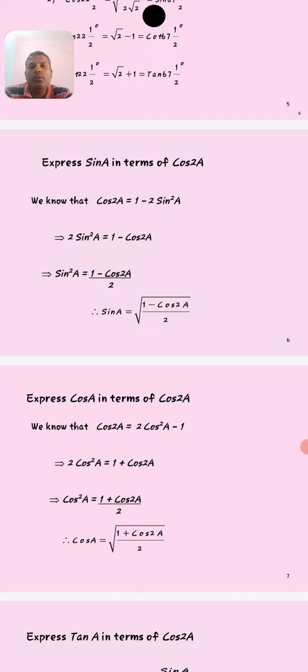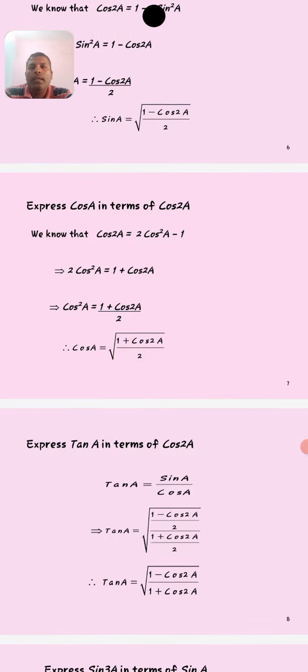So this is the formula that comes from cos 2A. Cos 2A is equal to 1 minus 2 sin square A, so 2 sin square A is equal to 1 minus cos 2A. From here also sin square A is equal to 1 minus cos 2A by 2. This formula we use in different types of problems. The same way, sin A is equal to square root of 1 minus cos 2A by 2.